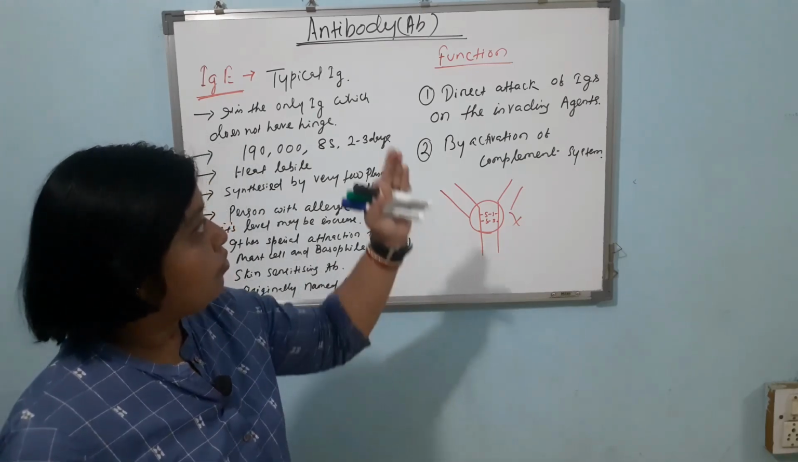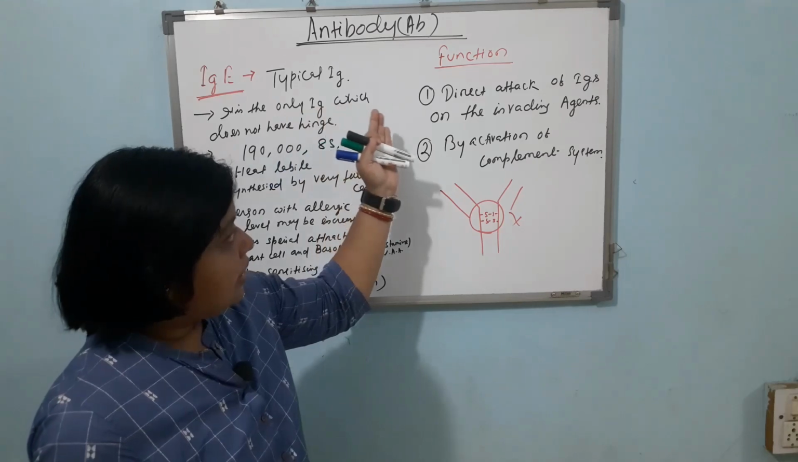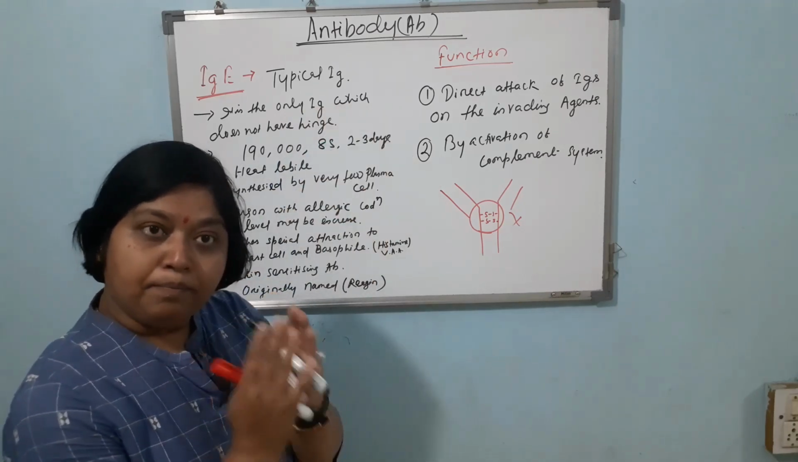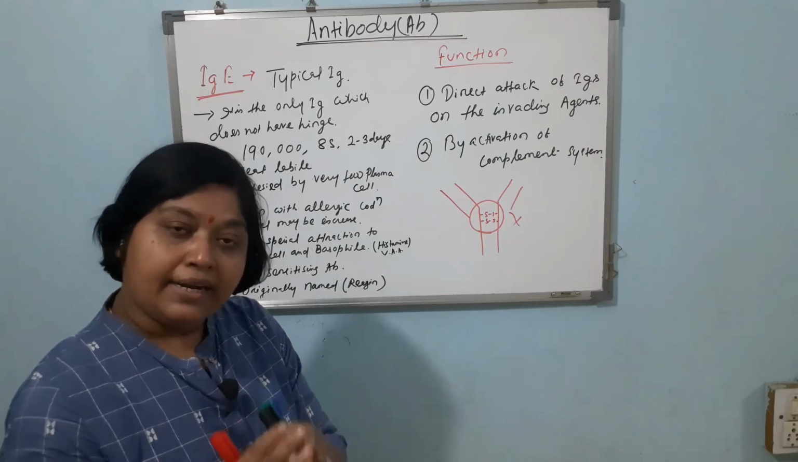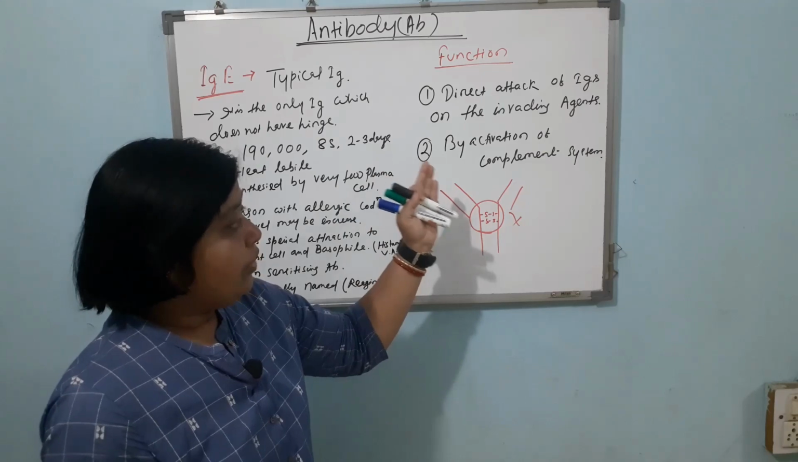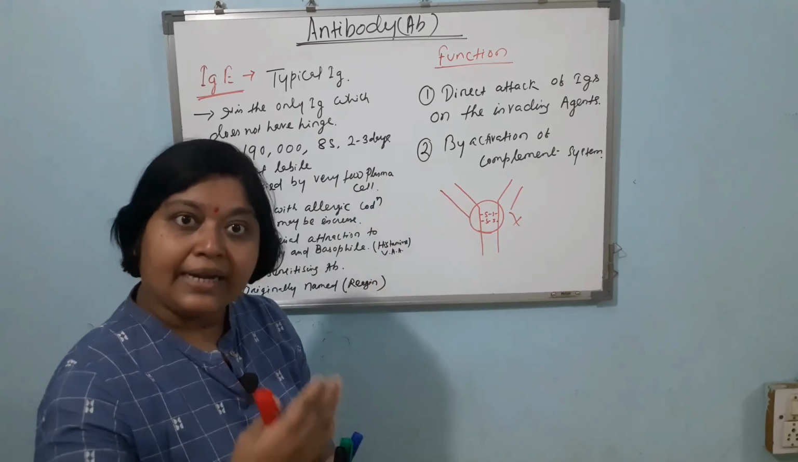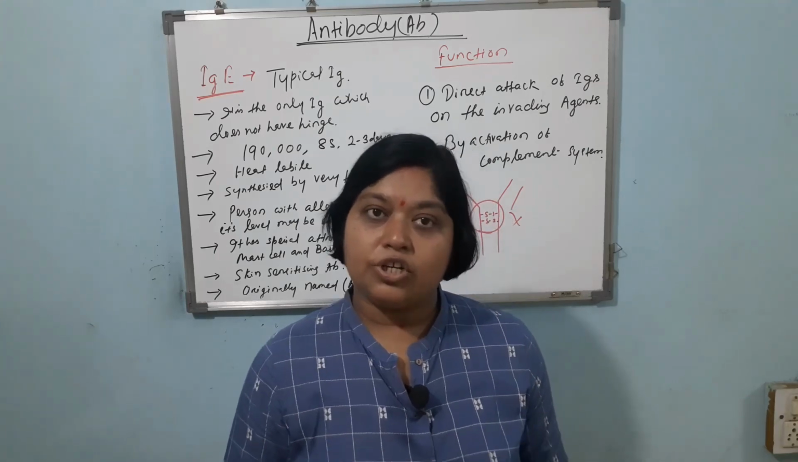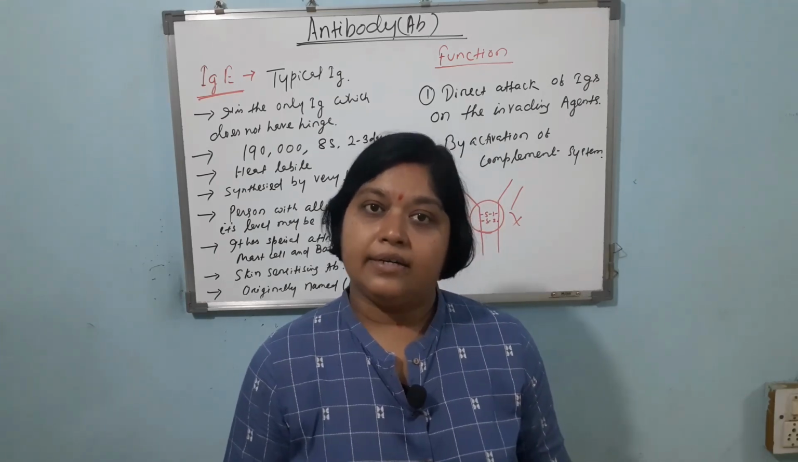Now we will discuss the function of immunoglobulin or antibody. It directly binds with antigen to protect the body, and it also helps to activate the complement system. This is all about the structure of antibody and its function.